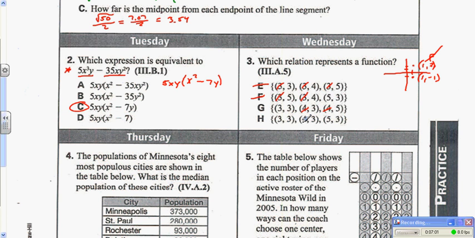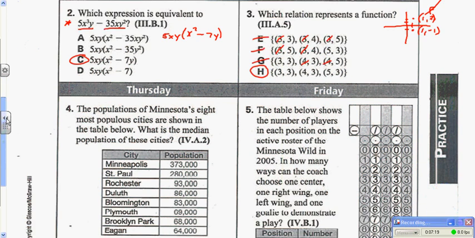H has 3, 3, 4, 3, and 5, 3. Now you might say, well, they all have the same y's, but that's okay. The x's cannot show up more than once. So 3, 4, and 5 are all different x's. That allows us to graph something that's not going to put one point above another. So H is your answer.